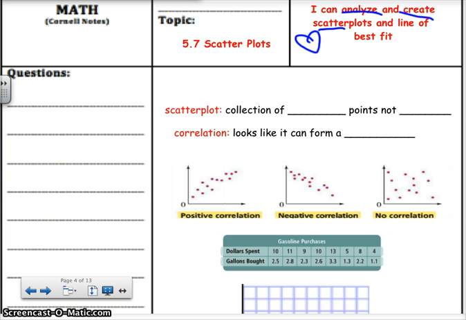A scatter plot is a collection of data points not connected. So it's just points randomly put on an axis. If they have a correlation, I think of relation, like a relationship. There's something going on with that. A correlation, you can tell if they have one. It looks like it can form a line. They're hanging out together. They're congested together.